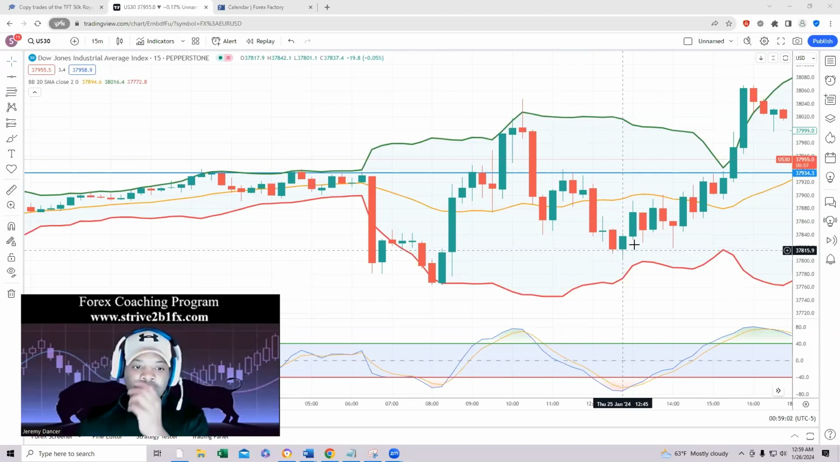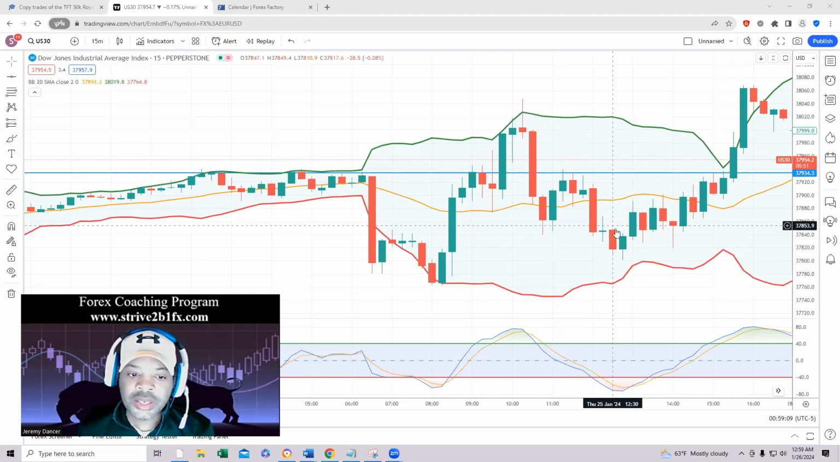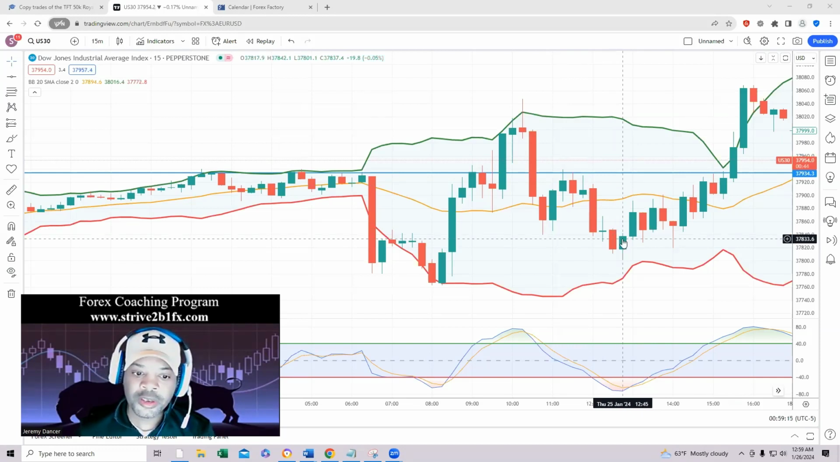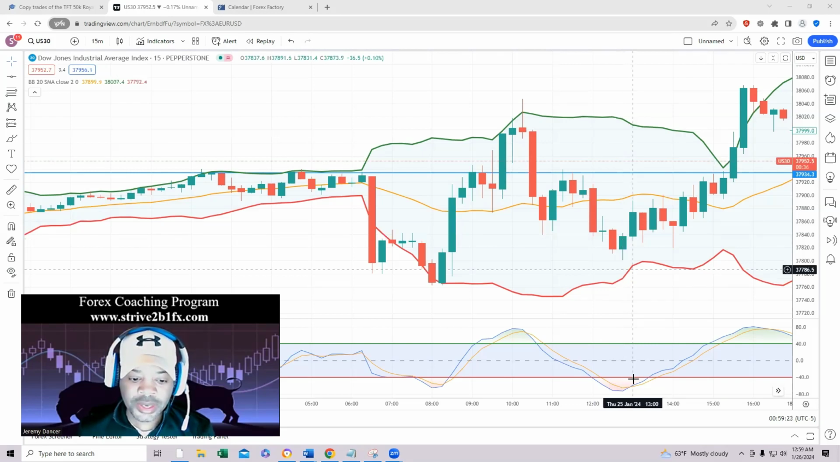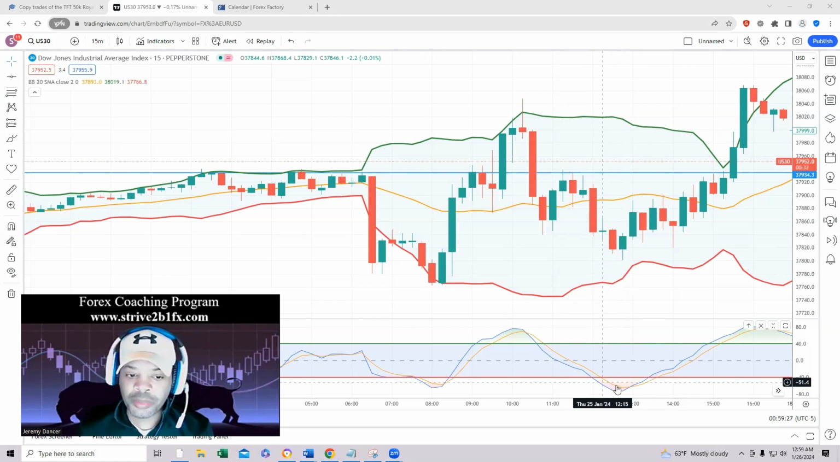All right, so now let's just look at it from this perspective. In this situation right here, it's kind of confusing. So in a situation like this, I personally wouldn't place a trade because you have arguments for both. If we look at the stochastic, we can still see that there is some strong bearish momentum.